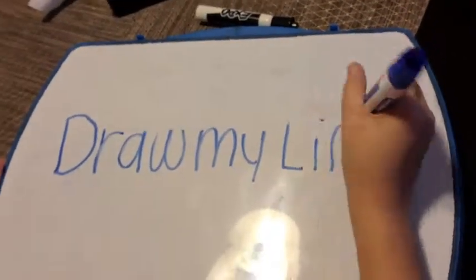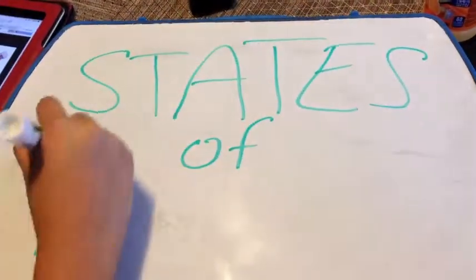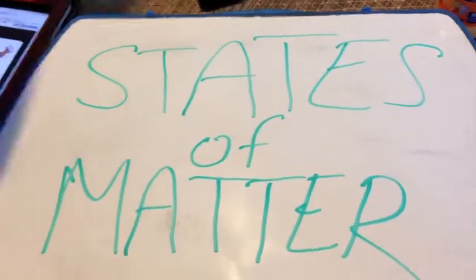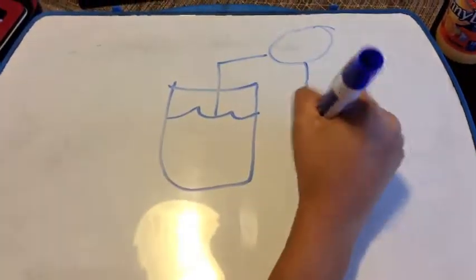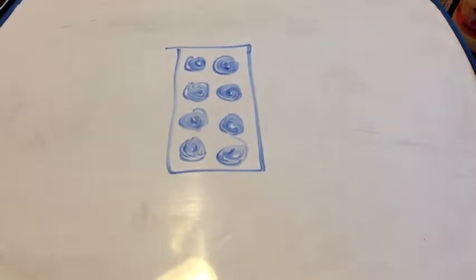So today we're going to do Draw My Life, which will be drawing the states of matter and their properties and characteristics. And the first one will be liquid. Liquids can be many things that of course we know, like water. And this is a drawing I tried to draw of liquid, but it looks like dominoes.